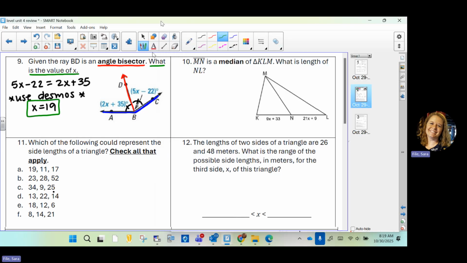All right, let's look at 10. In number 10, it tells us that MN is a median. Okay, so this is not an angle bisector. It's not cutting that angle M in half. It is a median. Who remembers what a median does?